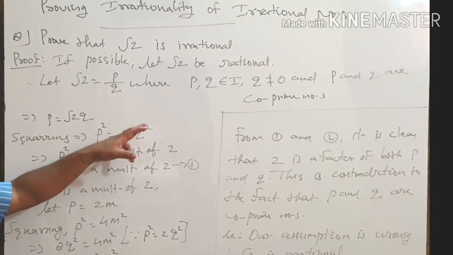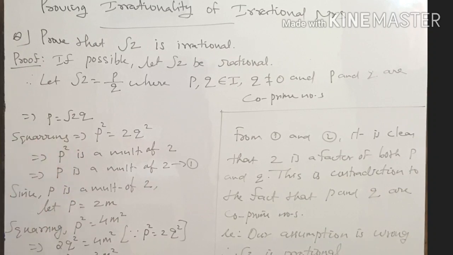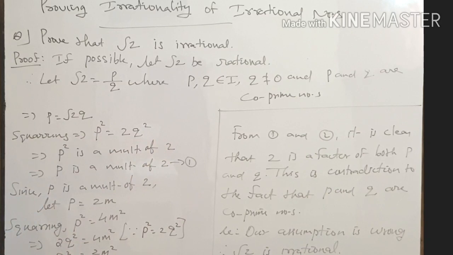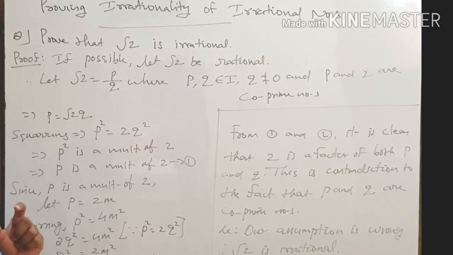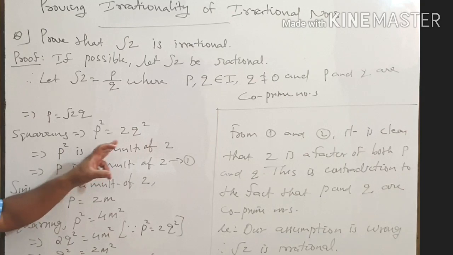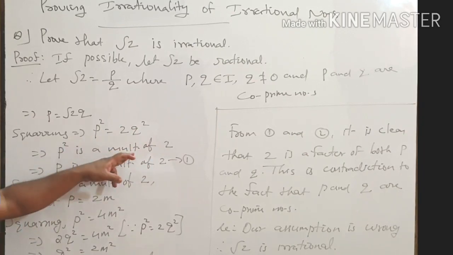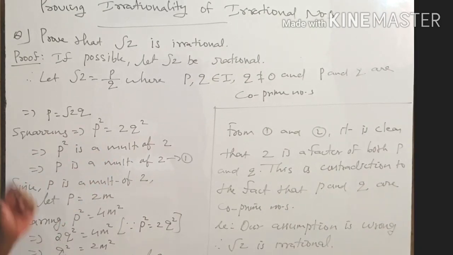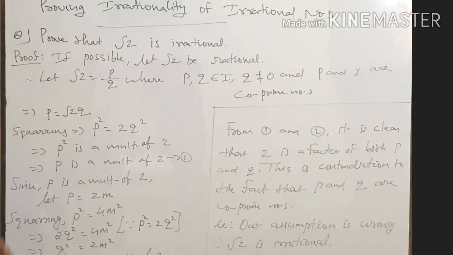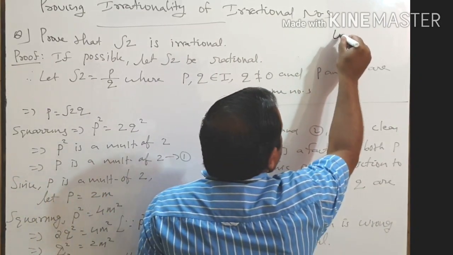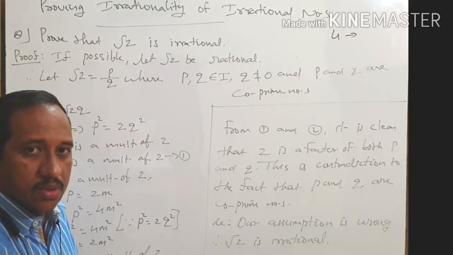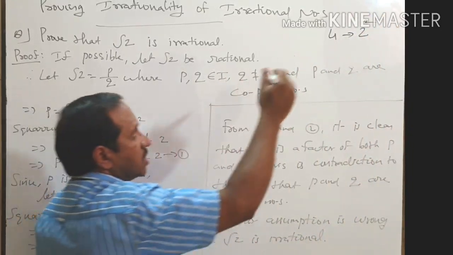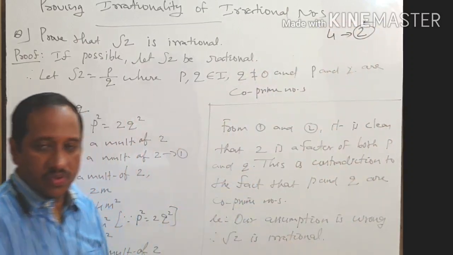P square is equal to 2q square means p square is a multiple of 2, because 2 into anything is always a multiple of 2. P square is a multiple of 2. If p square is a multiple of 2, then p is also a multiple of 2. For example, 4 is a multiple of 2. 4 means 2 square is a multiple of 2. Therefore, 2 is also a multiple of 2.